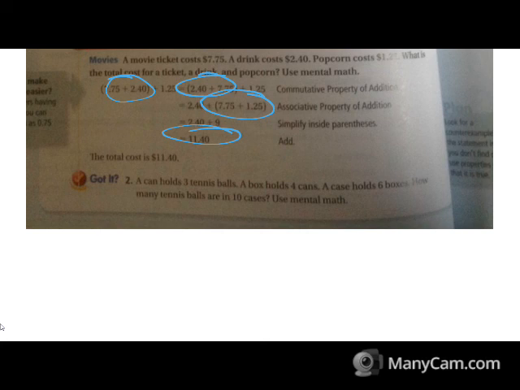A can holds 3 tennis balls. A box holds 4 cans. A case holds 6 boxes. How many tennis balls are in 10 cases? Use mental math. And of course, you're going to be using these properties.